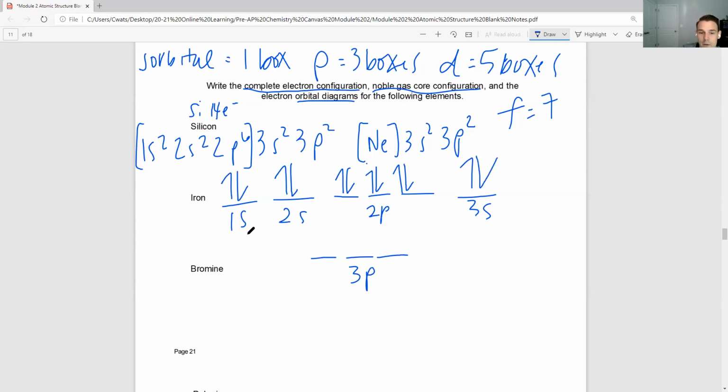And now here's where it becomes important. So in my 3p, I only have 2. Notice I have 3 boxes. So 1 box gets an up, 1 box gets an up. The last box is empty. And that's how you do your orbital diagrams.